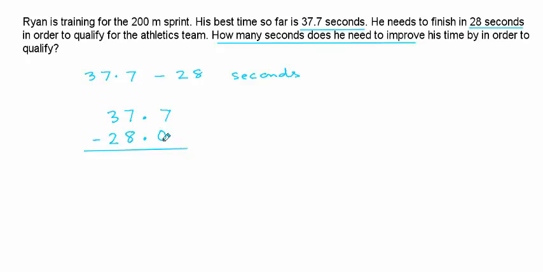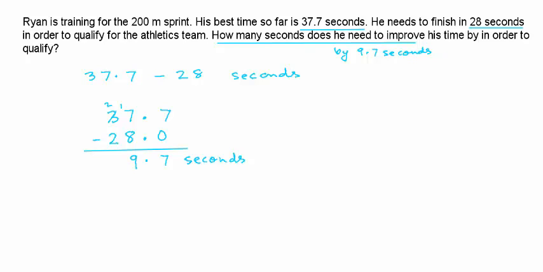7 minus 0 is 7, and then you cannot subtract 8 from 7, so borrow 1, change this to a 17. 17 minus 8 is 9, and then the 3 changes to a 2, so you don't have anything over here. But then it's not 97. You've got to put the decimal point right over here in the answer. So the answer is 9.7 seconds. So Ryan needs to improve his time by 9.7 seconds.